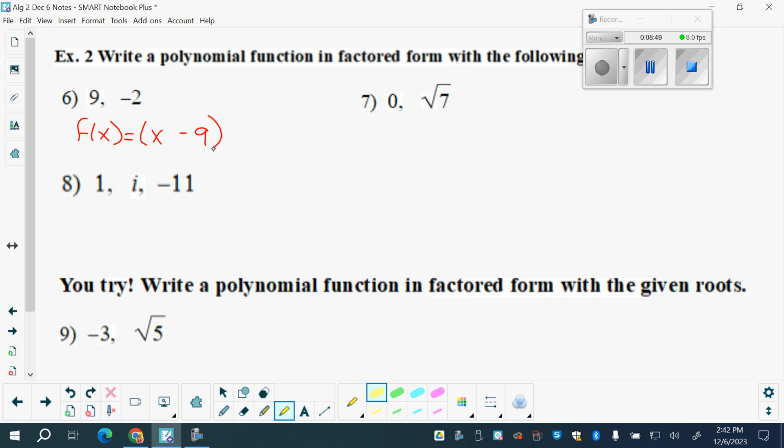So if we took that x minus 9 and set it equal to 0, when we add 9, we get x equals positive 9. So what's my second factor on this one? x plus 2, that's right. Questions on that?